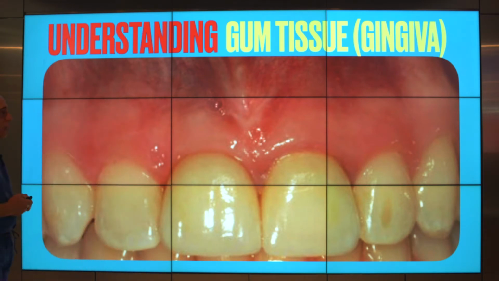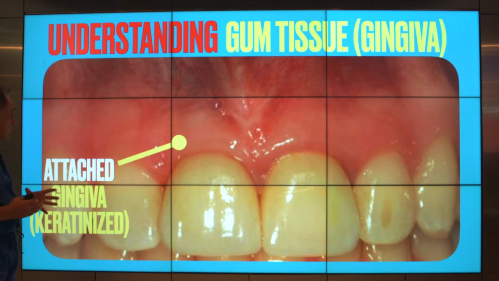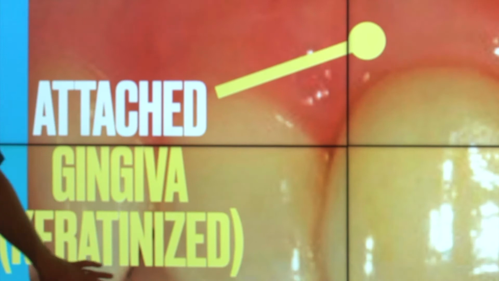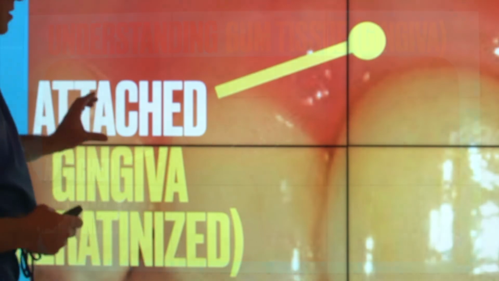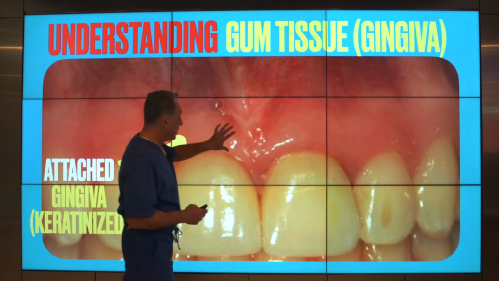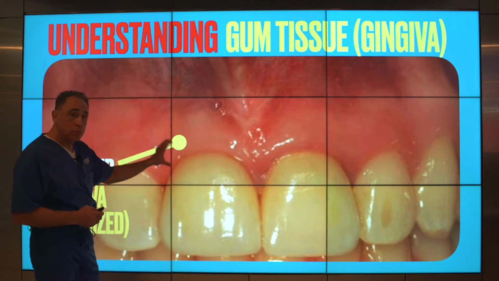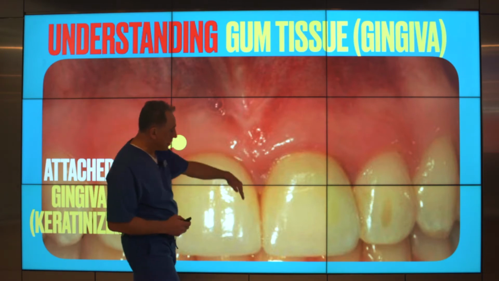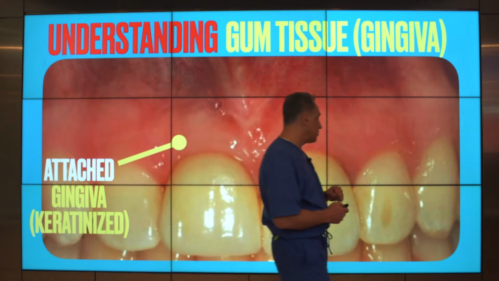From an anatomical standpoint, we basically have two types of gum tissue. The first one is known as attached gingiva or keratinized gingiva. This is the type of gum tissue that we have around our teeth. It's fixed, it does not move, and it forms our gingival line and the papilla around each tooth.